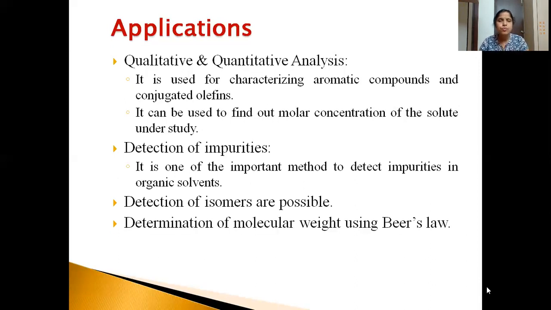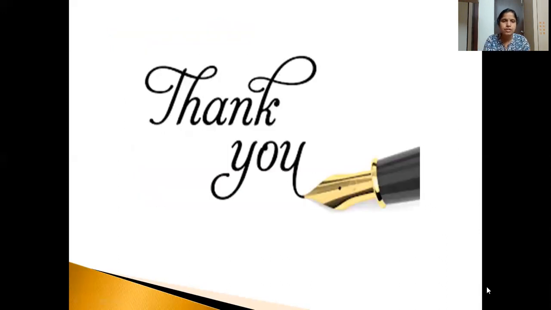The determination of molecular weight using Beer's law, that is, A is equal to epsilon Cl. We can now determine the molecular weight of the given compound also. So these are some of the applications of UV visible.